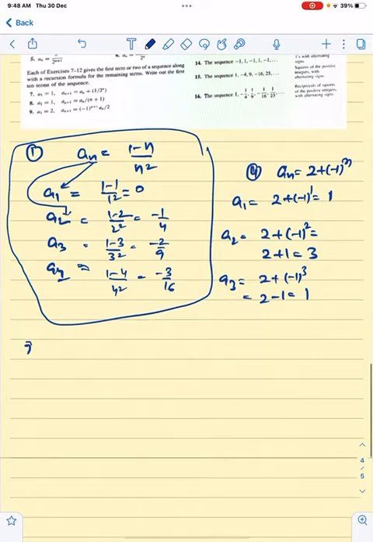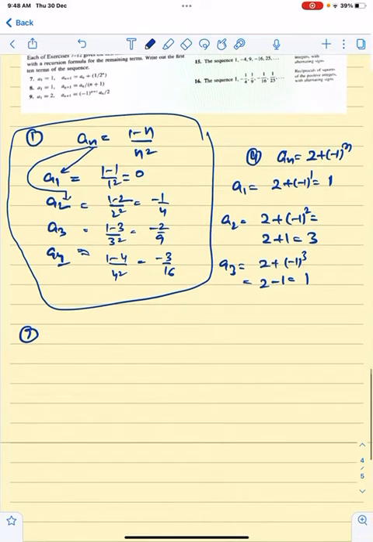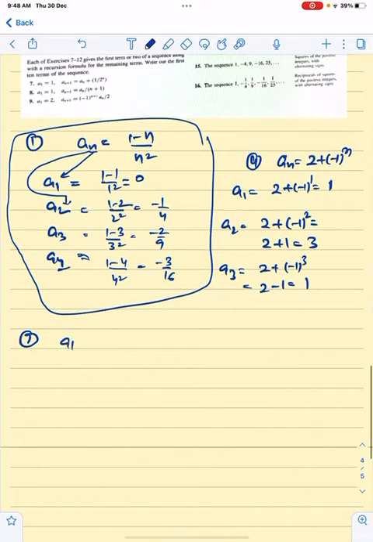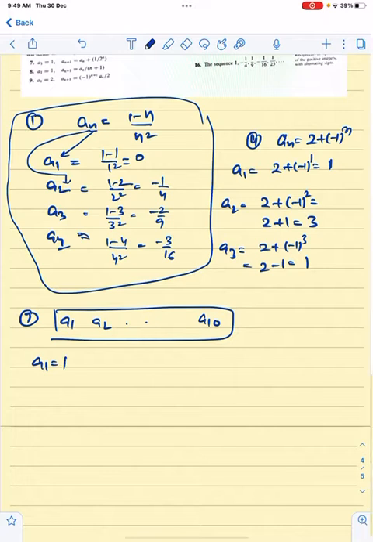Next we have question number 7. Here the sequence is given in the form of a recurrence relation. They are asking you to write the first 10 terms, that means a1, a2 and so on up to a10. They are very easy to write, right? Why? Because a1 is already given, and for the next terms they have given you the formula.